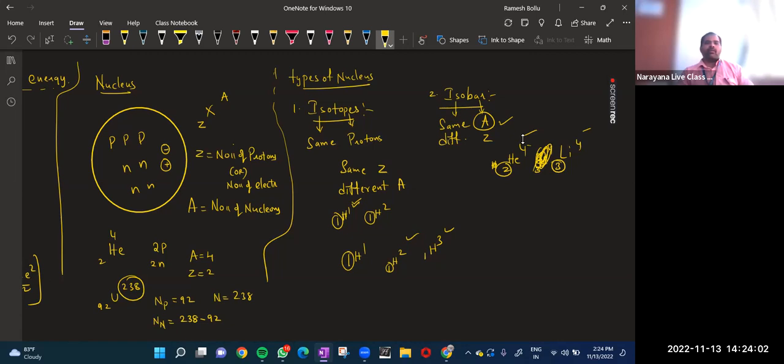Understood or not understood? Next one, isotone. In the name itself it is there: iso means same, tone means same neutron number. For example, watch this. If you take hydrogen 1, 2 and helium 2, 3, watch these two nuclei. What is the common thing? This has one neutron, this also has one neutron. So you can call these isotones. So two or more nuclei which have the same number of neutrons are called isotones.